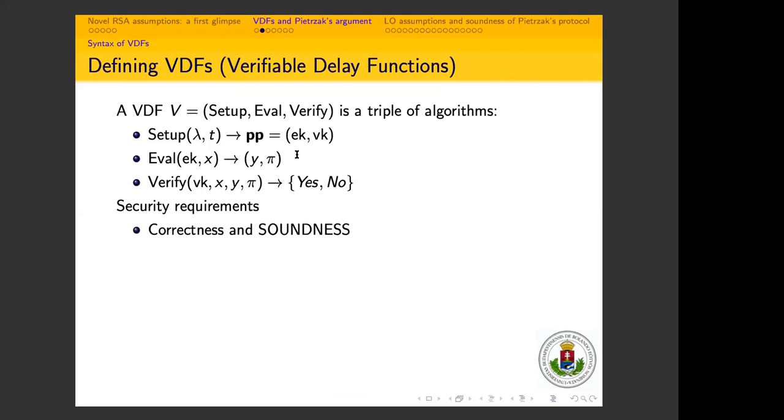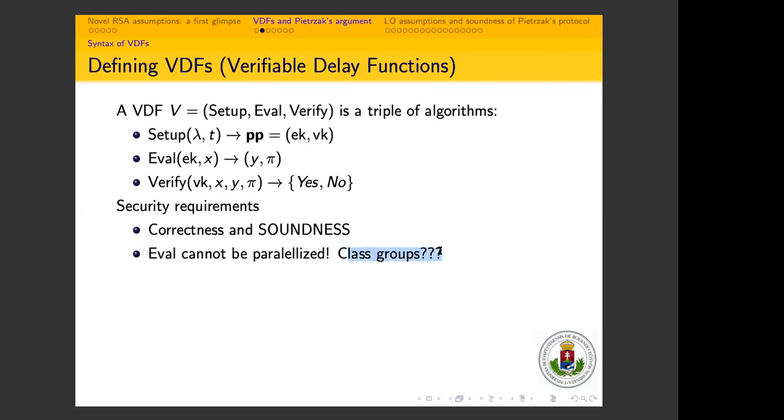Obviously, what are the security requirements? We want correctness. If there's an honest player who evaluates the function correctly, then it should always be able to convince the public. And obviously, which is more challenging, we also want soundness. If there's a malicious function evaluator, she should only be able to convince the honest parties with negligible probability if she's lying. And we also want that the evaluation of the function should not be parallelizable.